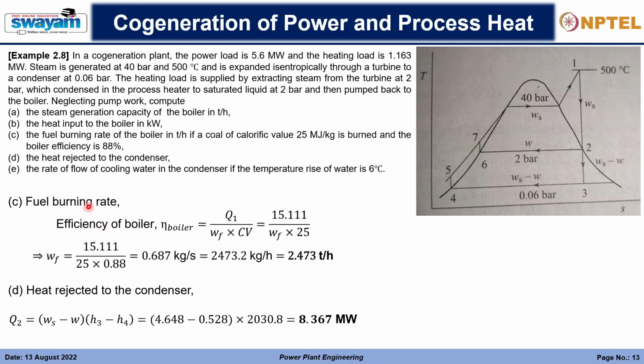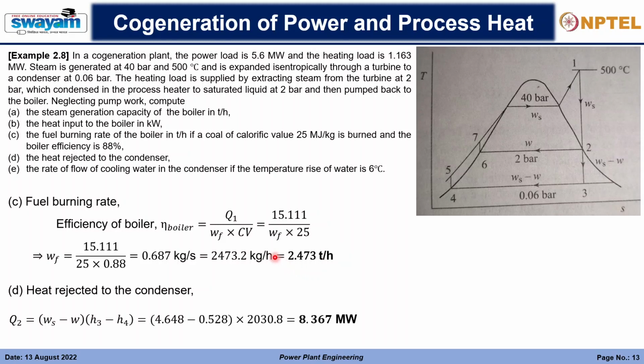Next is the fuel burning rate. We know the total amount of heat being received by the water, but what is being supplied, we have to consider the efficiency, and then we will get to know the amount of fuel being burnt here. So exactly that we have done. So Q1 equals the amount of fuel into its calorific value. After calculating, we get the amount of fuel being burnt is 2.7473 tons per hour. That is the rate we got.